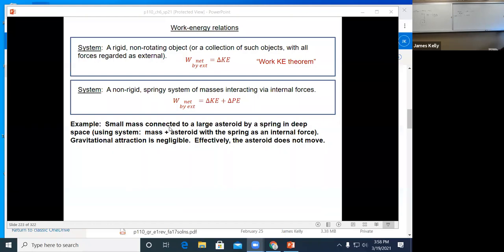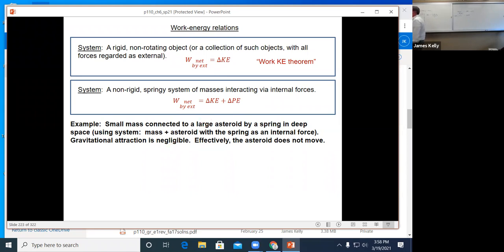Okay, here's a second example. We've got 2 minutes left. Let's see if we can explain this. A small mass is connected to a large asteroid by a spring. The asteroid's supposed to be so big that it's not going to move as the thing oscillates. So I've glued one end to the asteroid, and then there's a small mass that's connected to it.